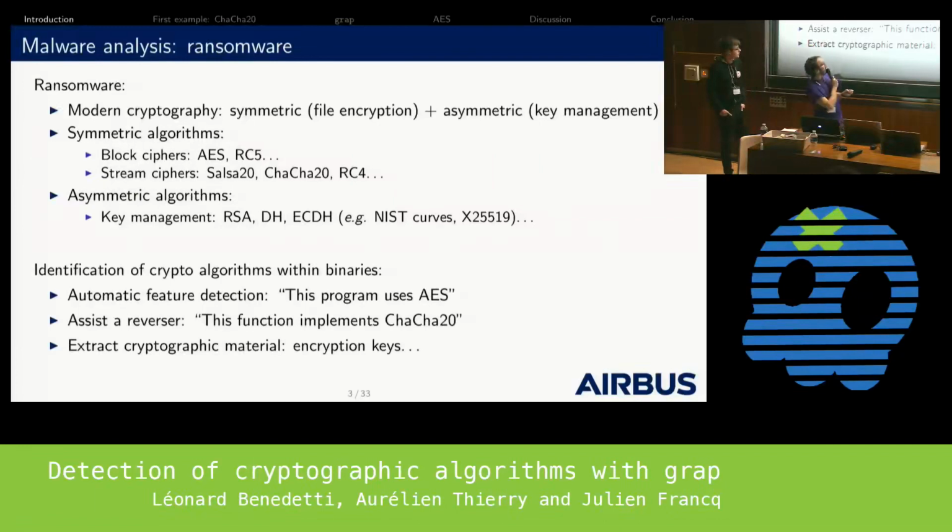The aim for the kind of system we want to design is threefold. First, if we want an automated analysis platform, we want automatic answers about programs. I give it a binary and I want the system to tell me, this program is using AES, for instance. If we want to help reverse engineers, we need more precise information. For instance, within IDA, we can say this function is implementing this cipher. And also, if we want to extract cryptographic material such as encryption keys, this kind of system can be useful.